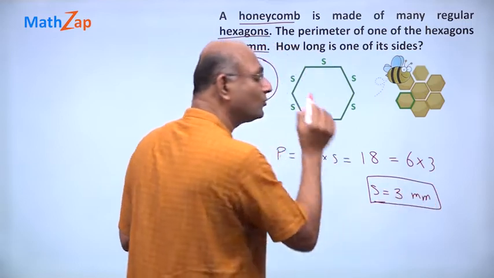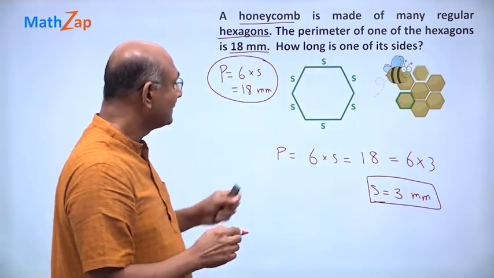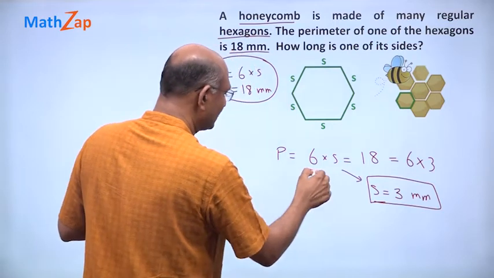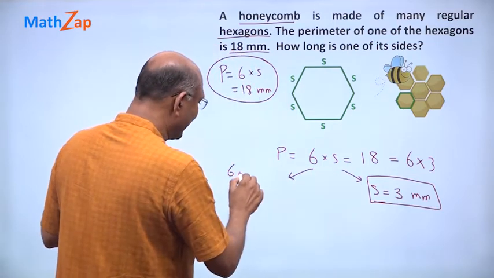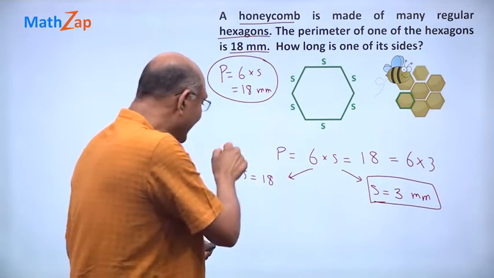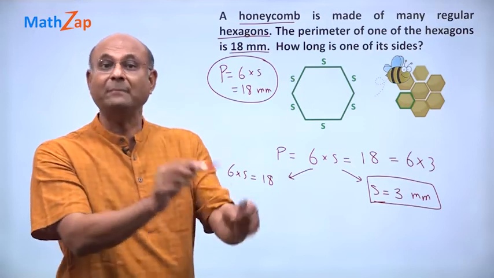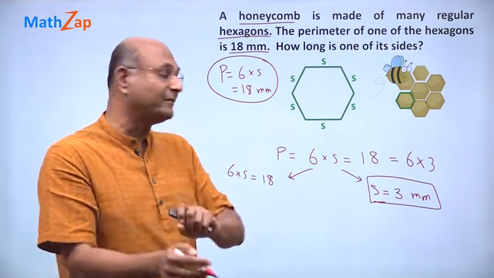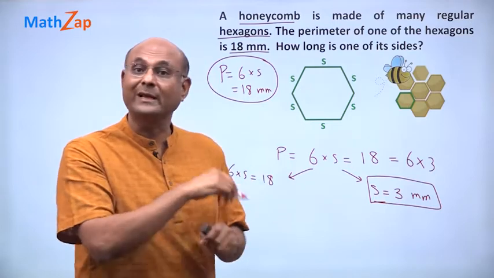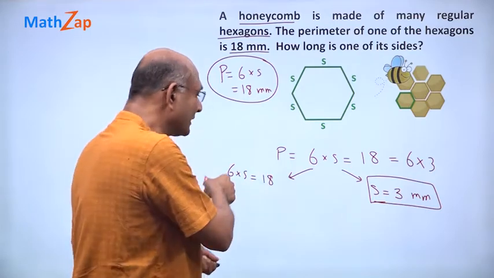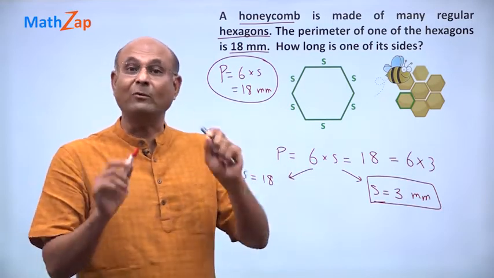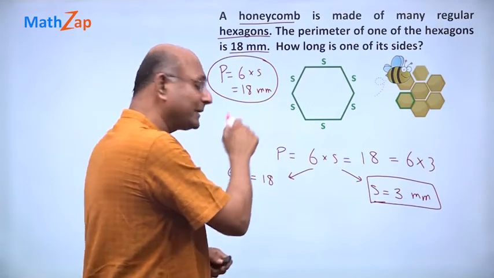So this is one way to do the question, right? There is another way to solve the question. Let us now look at another approach. 6 times S is 18. Whatever I do to the left side, I should do the same thing to the right side, multiplication or division. I can multiply by 2 on the left side, then I must multiply by 2 on the right side. I can divide by 2 on the left side, I can divide by 2 on the right side. It is my choice what I want to do, but whatever I do to the left, I must do also to the right.